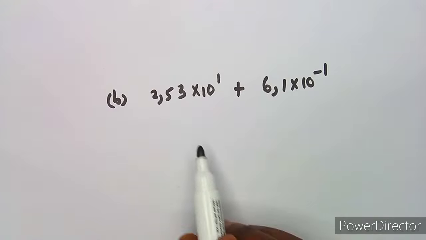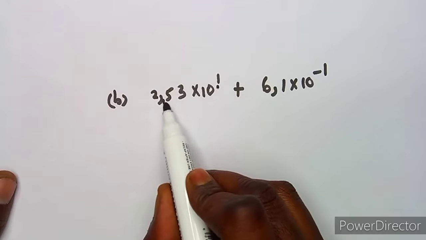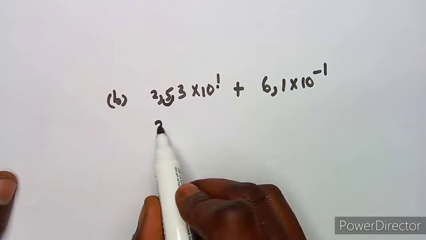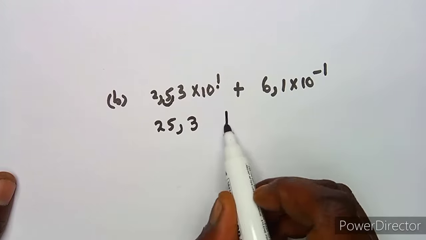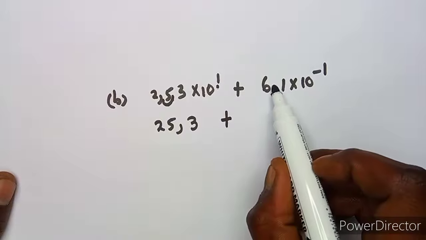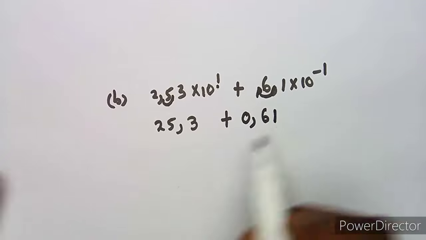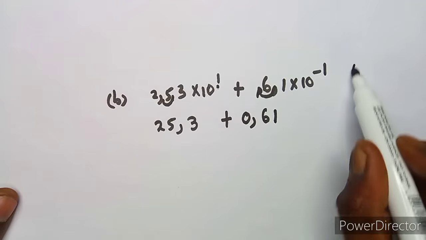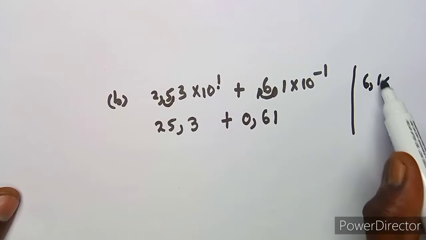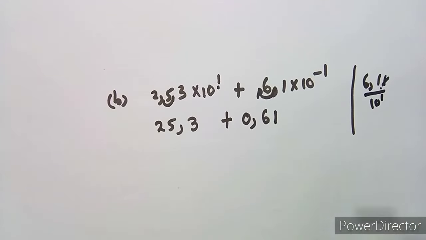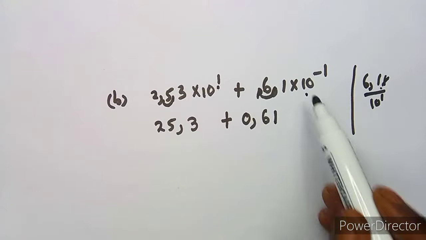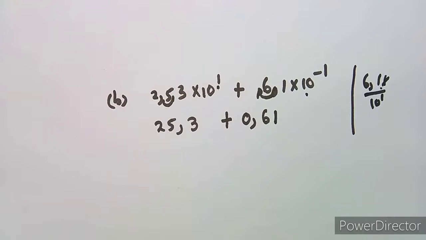So how do you convert to ordinary form, guys? This is times 10 to the exponent of 1, so you move 1 comma to the right. It's going to be 25.3 plus, this is to the exponent of -1, so move 1 comma to the left, which is 0.61, just like that. You can apply the concept of 6.1 times 10 to the exponent of 1 over 10, which is fine, you can do those. But when you are given an exponent with base of 10, just move the comma the number of places of the exponent, positive to the right, negative to the left, just like that.